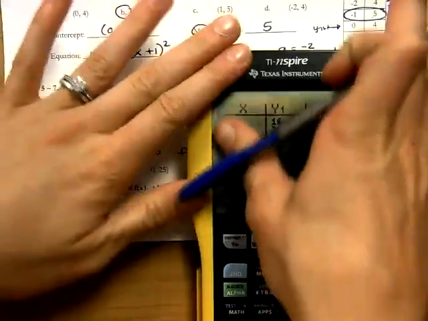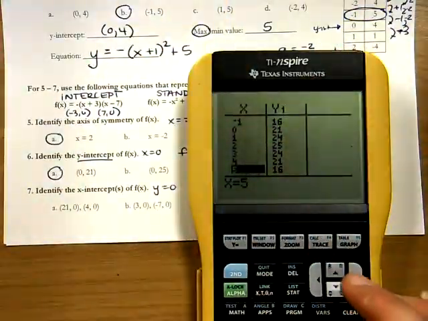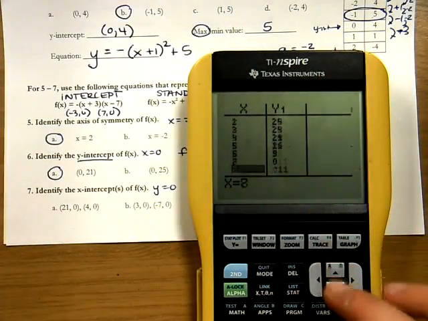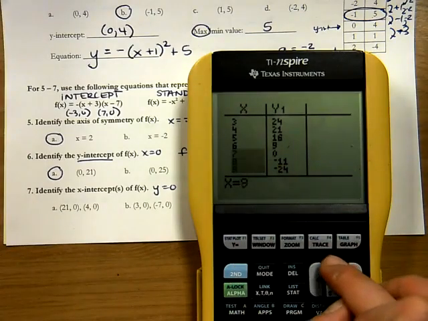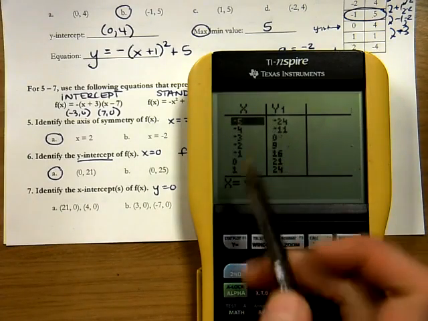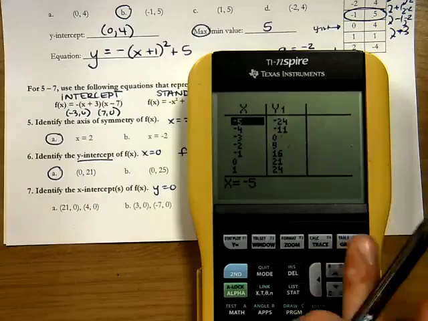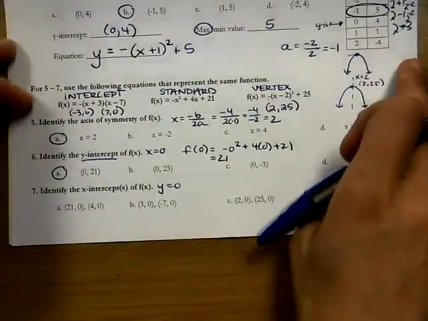Oh, got a little pen there. And my x-intercept is when y is 0, so I can scroll until I find y is 0, and there's one x-intercept. And if I scroll up, I can see another x-intercept. So the graphing calculator is a very helpful tool here.